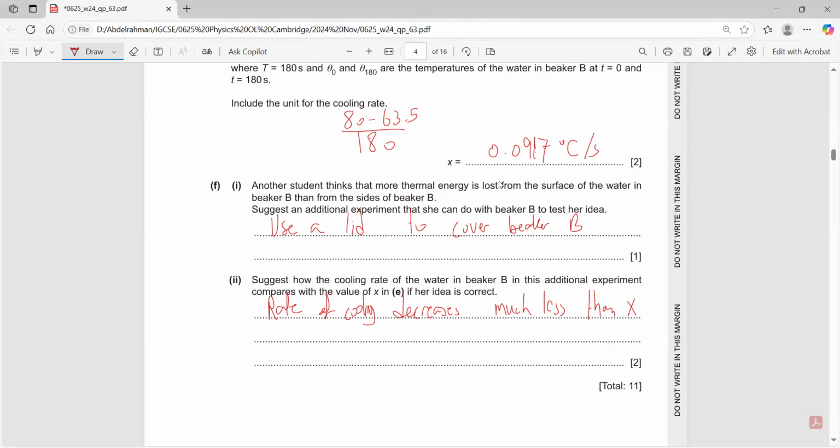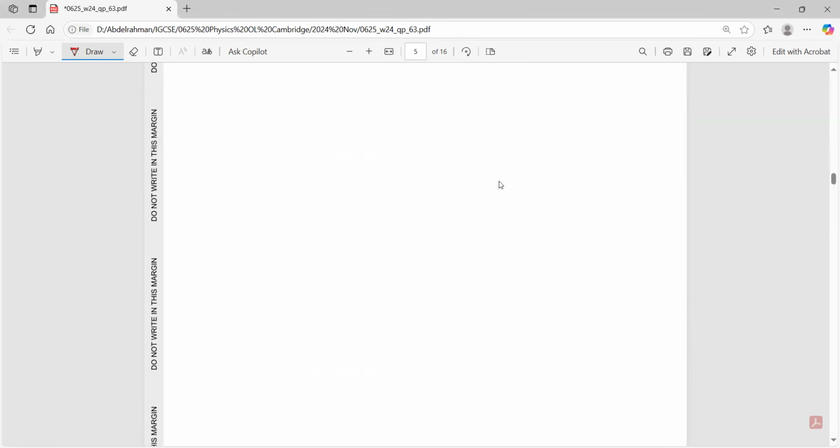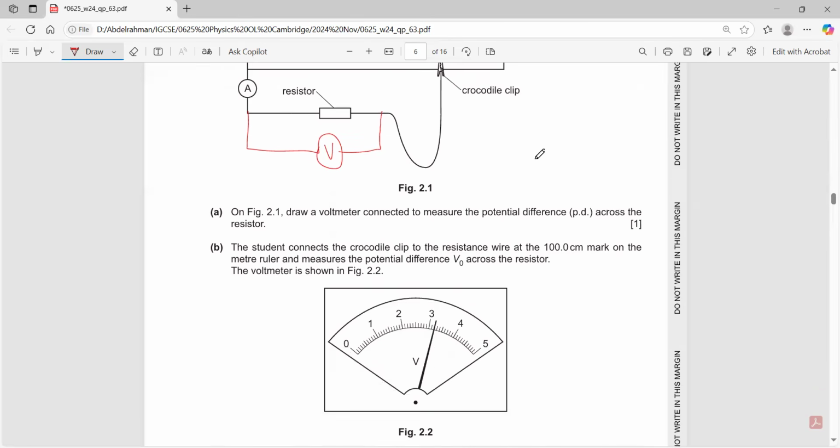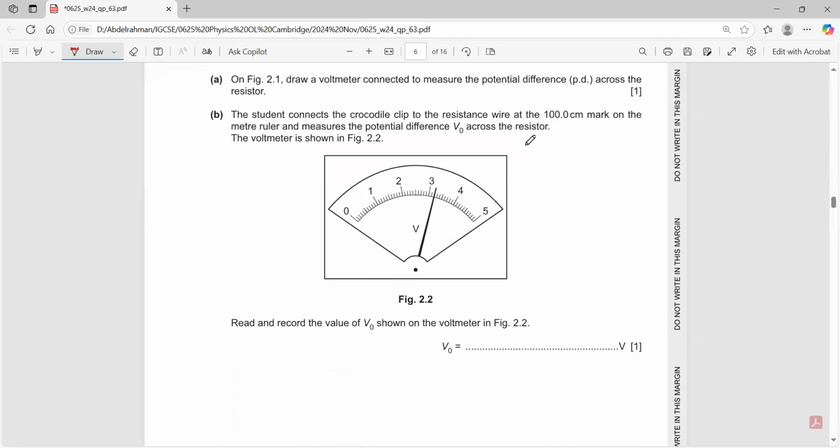Okay, now moving on to question 2. On figure 2.1, draw a voltmeter connected to measure the potential difference across the resistor. So across the resistor, we can draw a voltmeter. It connects with the crocodile clip and measures V0, the voltage, which is 3.2 volts. Okay, 3.2 volts.